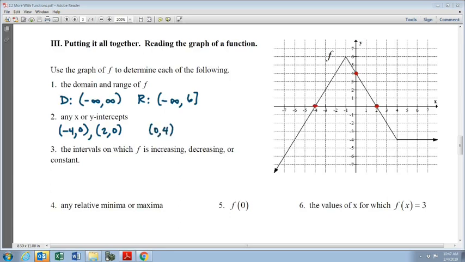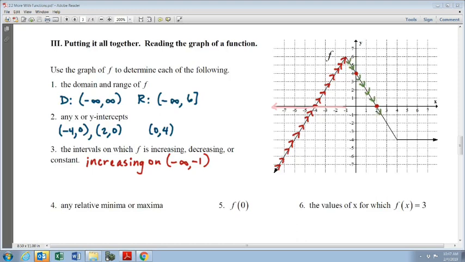Number 3, it says find the intervals on which f is increasing, decreasing, or constant. So going from left to right, notice first we're increasing, and this is happening when x goes from negative infinity until x is equal to negative 1. So over this interval of x values, the function's increasing. So increasing on the interval from negative infinity to negative 1.